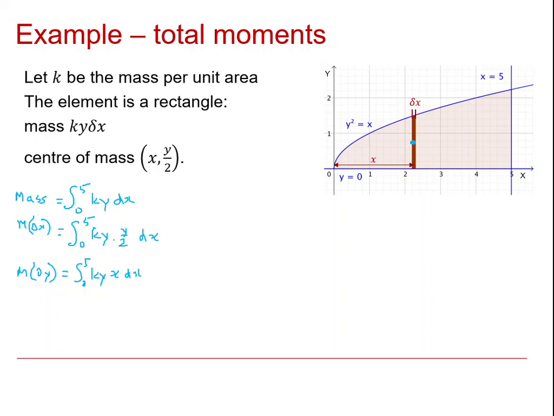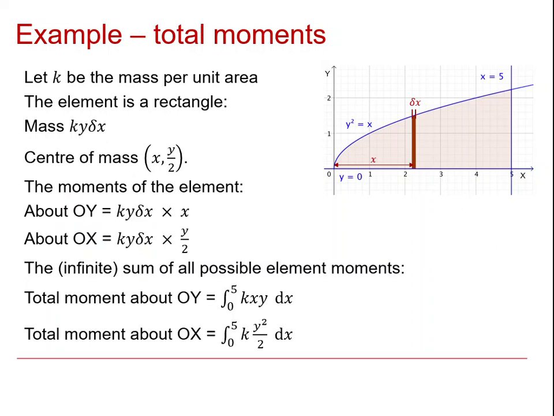Now at this stage I haven't introduced what the problem is. Well, apart from the 0 and the 5, I mean in general it would be a to b rather than 0 to 5, but I've done it with generality so that we can see where the terms are coming from. So what we've got then is that analysis. That's really a summary of what I've just said. The mass element is ky delta x, the centre of mass for it is at x, y over 2, and then the various moments give finally these integrals.